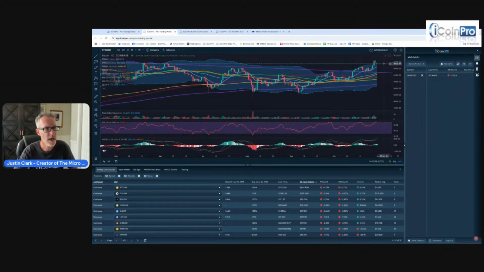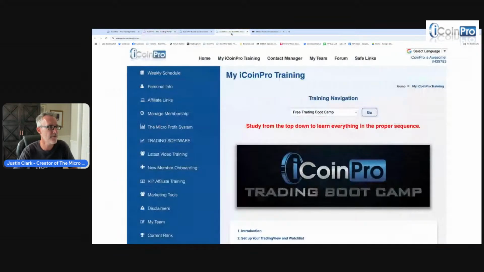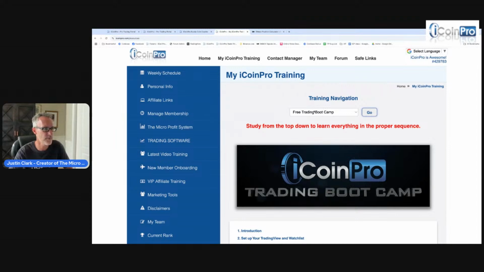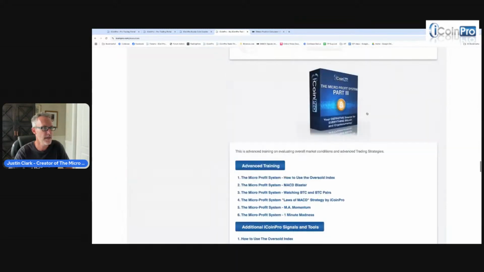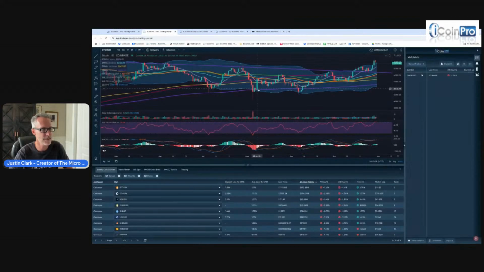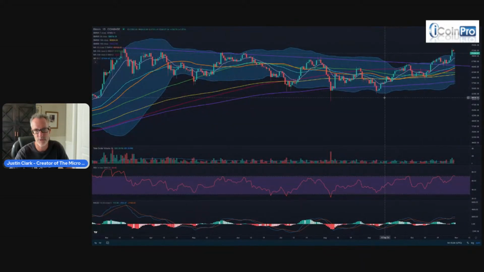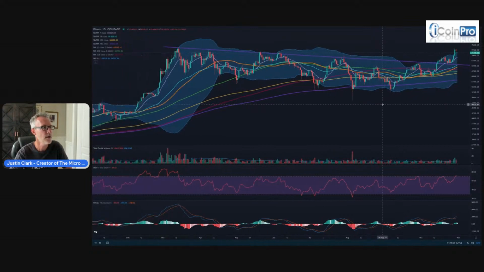So we use a chart setup here that I'm looking at. For members of iCoinPro, if you want to find this chart setup, go to my iCoinPro training, click on Micro Profit System Part 3, hit go, and you go right down here. It's called the MA Momentum Chart Setup. It stands for Moving Average Momentum. And it's a fantastic setup, and I'll explain just briefly how it works, but watch the full training for all the information.